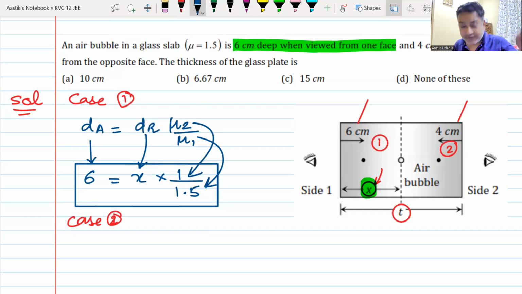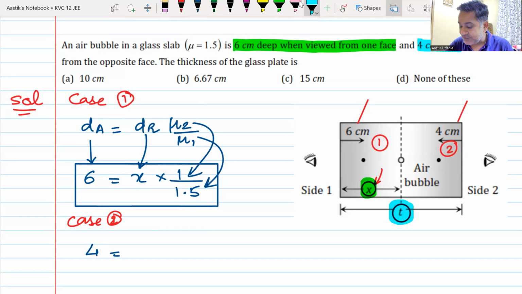Now tell me, what is my apparent depth in case number 2? Four centimeter. Well done, 4. What is my real depth in case number 2?